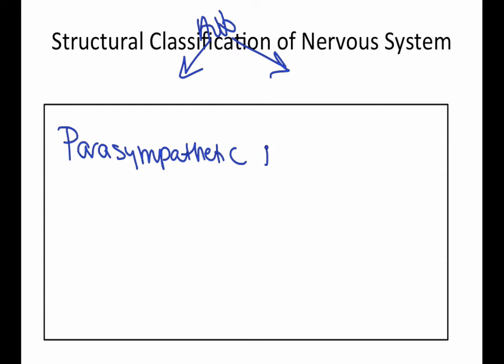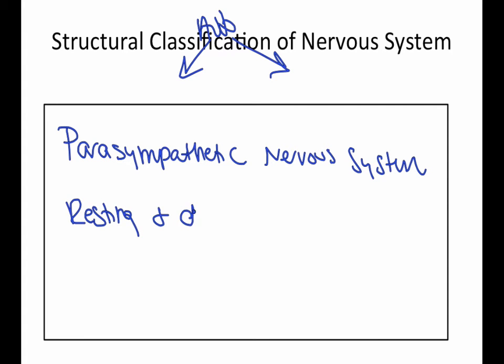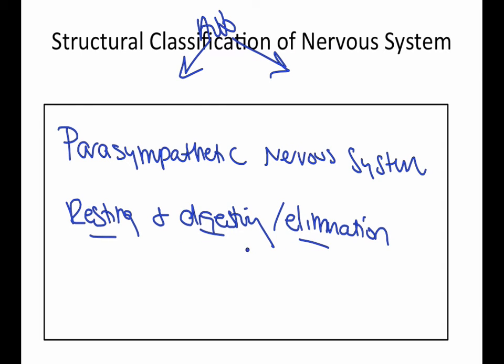So the parasympathetic nervous system. And the parasympathetic is known as your resting and digesting and elimination system. So this is going to be where you're calm, you're resting, your food is digesting, your bowels are moving, that sort of thing. Okay, so that's your parasympathetic nervous system.